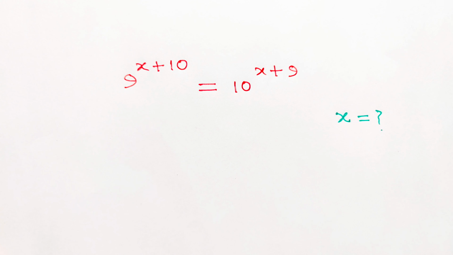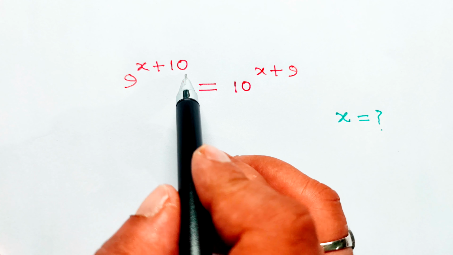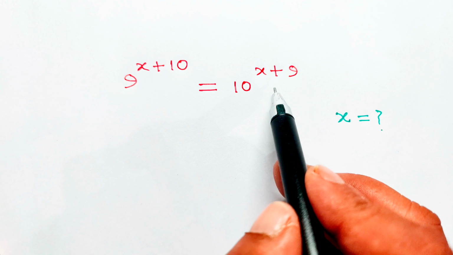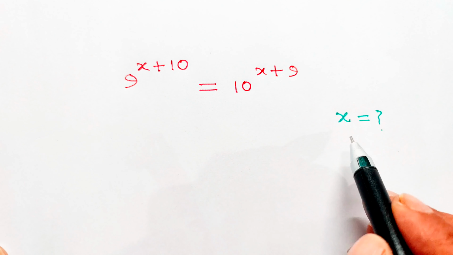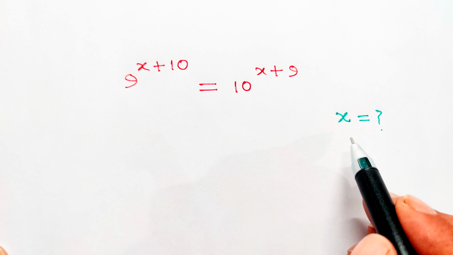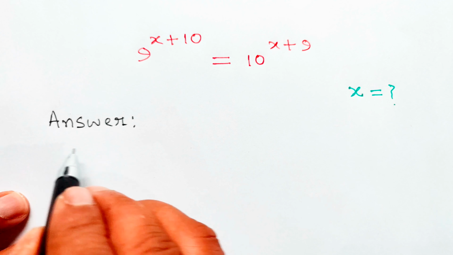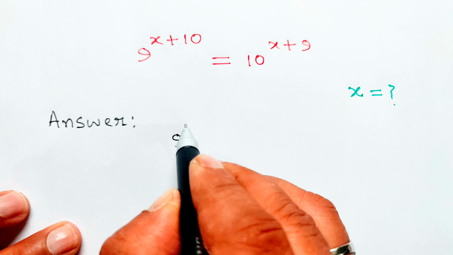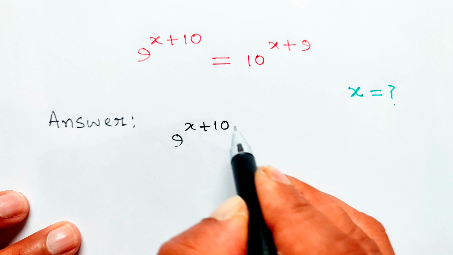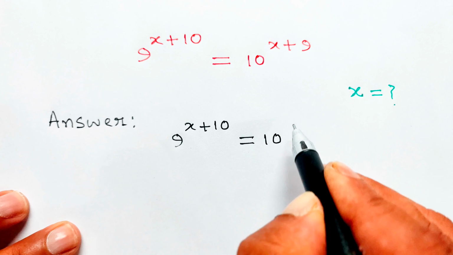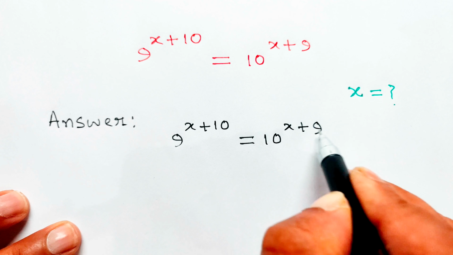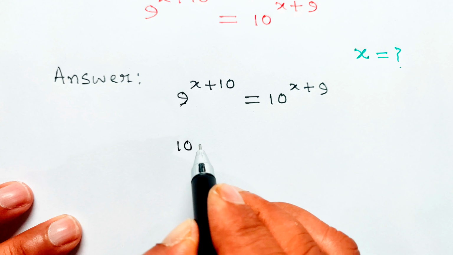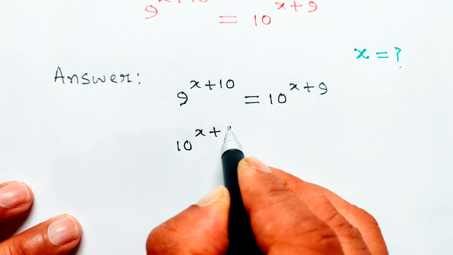Hello everyone, in this video we have been given 9 to the power x plus 10 equal 10 to the power x plus 9. Now we are going to find the value of x. Answer: 9 to the power x plus 10 equal 10 to the power x plus 9. Then 10 to the power x plus 9 equal 9 to the power x plus 10.